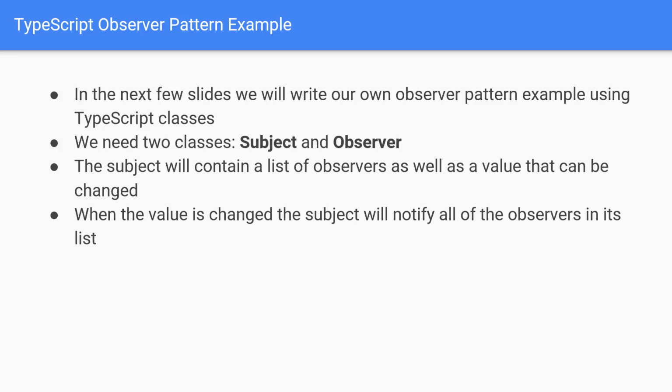To create an observer pattern, users will require a subject and an observer. The subject will contain a list of observers as well as the value that can be changed. When the value is changed, the subject will notify all of the observers in this list.